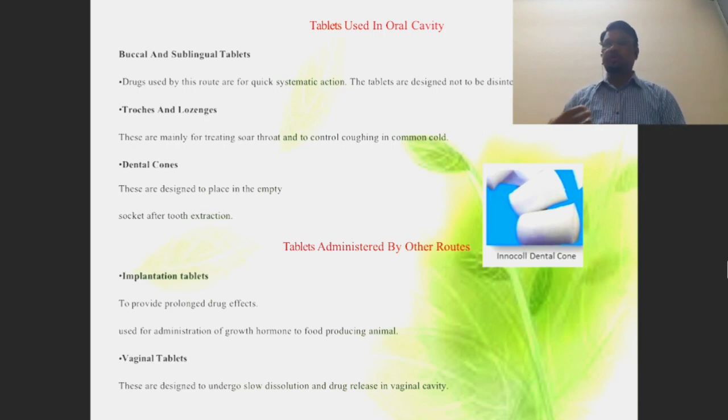Then sublingual or buccal tablet, which is to be kept in the oral cavity. A buccal tablet is in the buccal cavity. We have to take the tablet, and we will fix it in the buccal. The drug will get released slowly. Sublingual tablet is below the tongue.